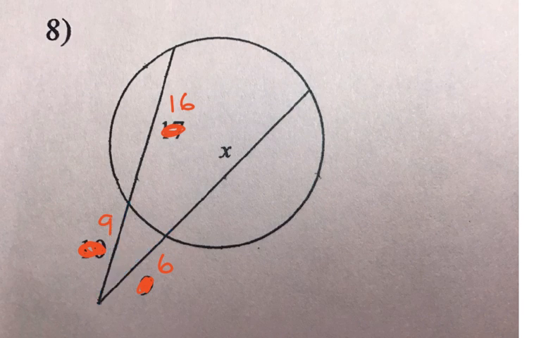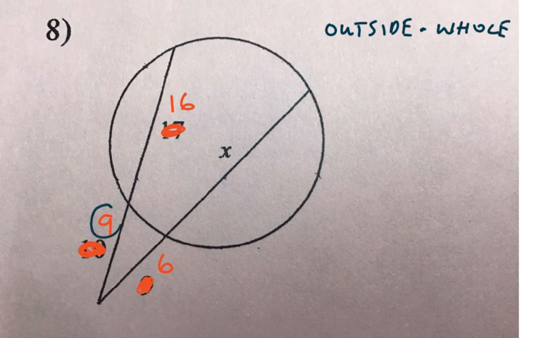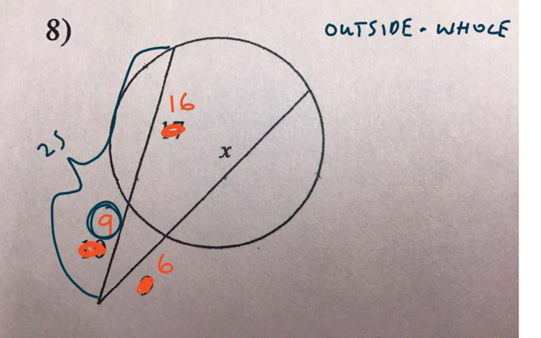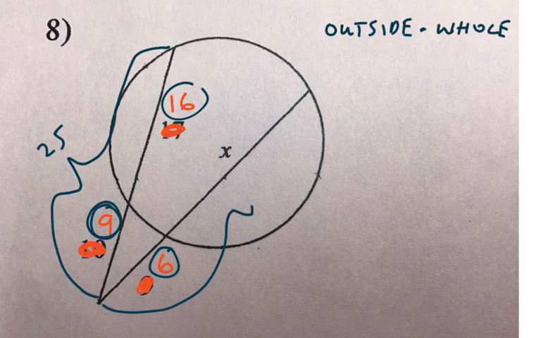Well, this one we have a rule called outside times whole. Whole meaning the whole segment. So, notice here the outside part is 9. We have to quickly figure out what the whole segment is, which is 25, right? 9 plus this 16 would be 25. Let's set up the other secant, as we call it. The outside is 6. Notice that the whole secant is going to be x plus 6.